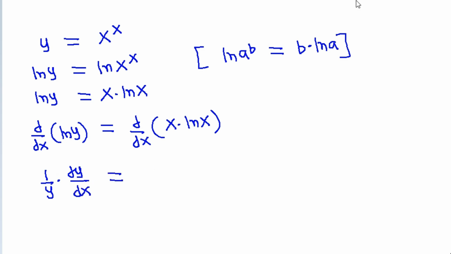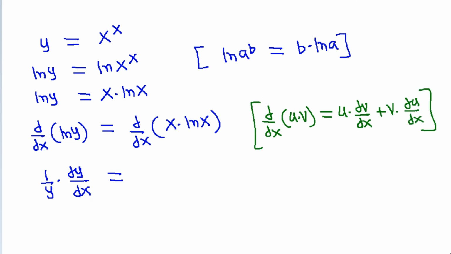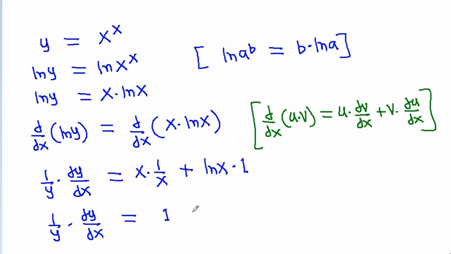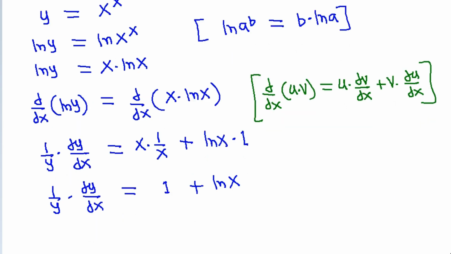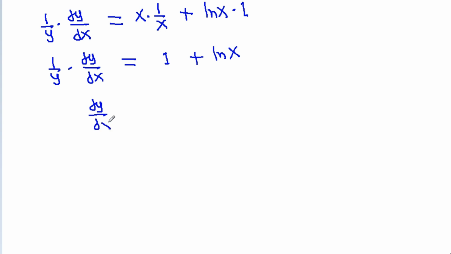It is equal to, and d/dx of u times v is equal to u times dv/dx plus v times du/dx. So it will be x times, and d/dx of ln x will be 1/x, plus ln x times d/dx of x, which is 1. So 1/y times dy/dx is equal to x/x, which is 1, plus ln x. So dy/dx is equal to y times (1 + ln x).